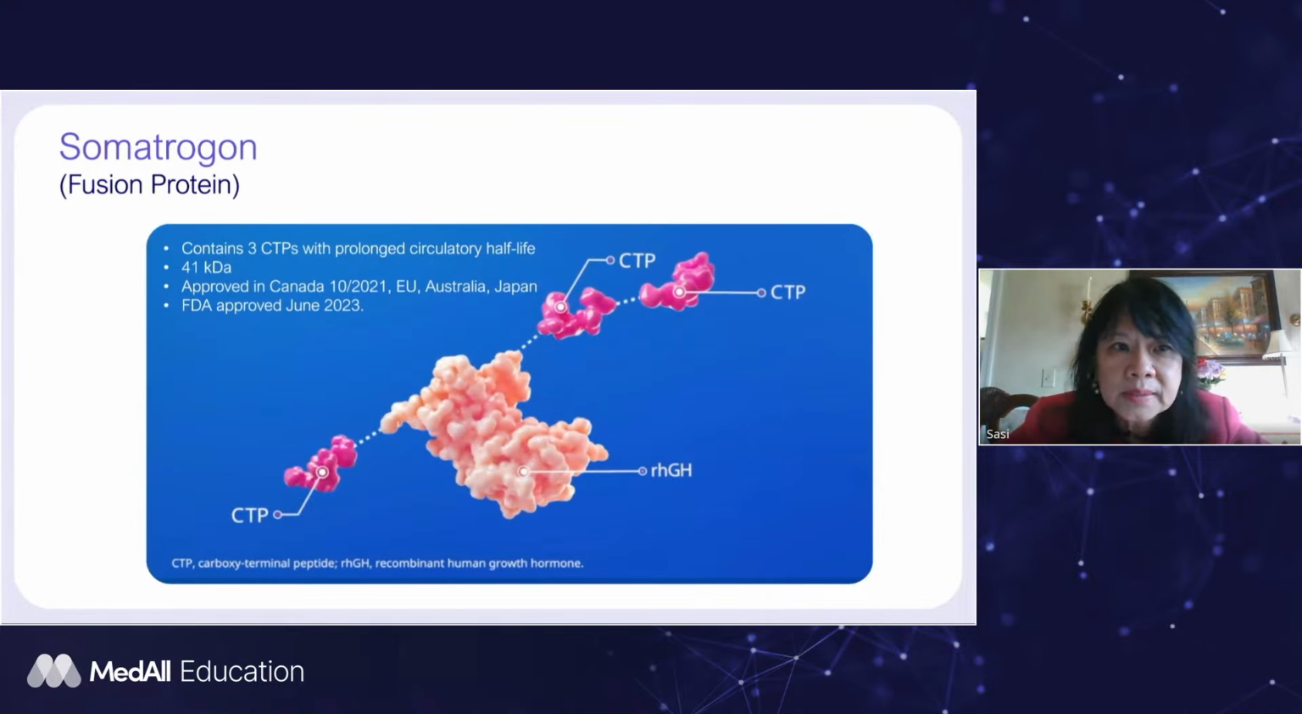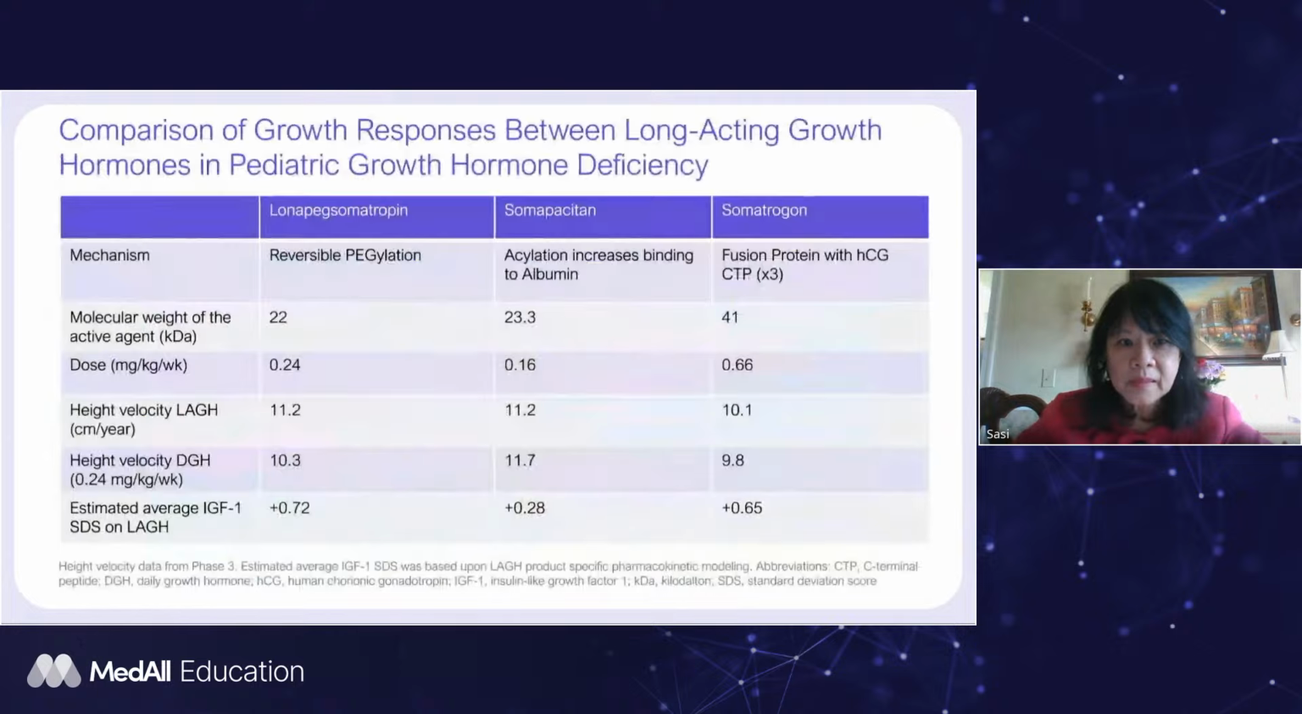And the third one is somatrogon. The technology is a fusion protein, binding 3 carboxy-terminal peptides, 3 parts bound to the growth hormone, and that can prolong the half-life. The molecule is large, about 41 kilodaltons, and this one was approved in the US in June of 2023. So this is the comparison of 3 different types of long-acting growth hormones, with different mechanisms.